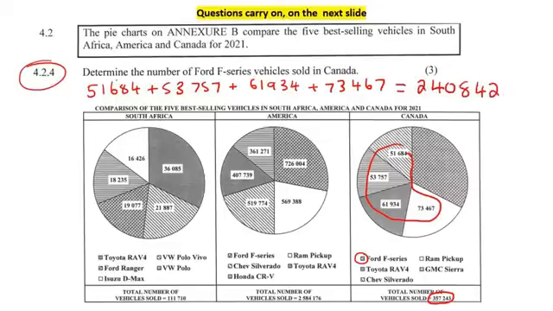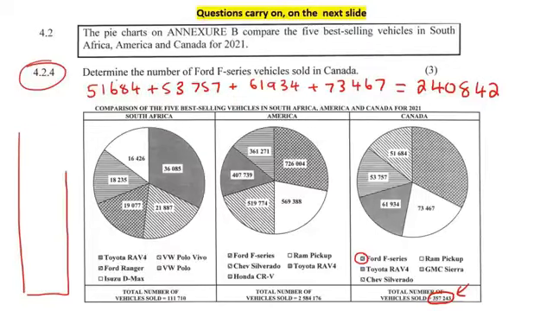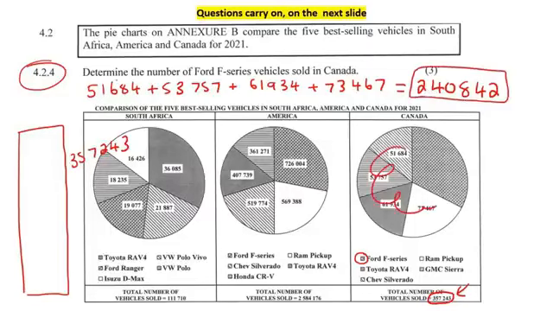240,842. Okay, now we know that the total is 357,243. In case some of you aren't understanding this, the total is 357,243, and we know that the total from these cars is 240,842. So then this leftover piece over here would be the Ford F-Series.